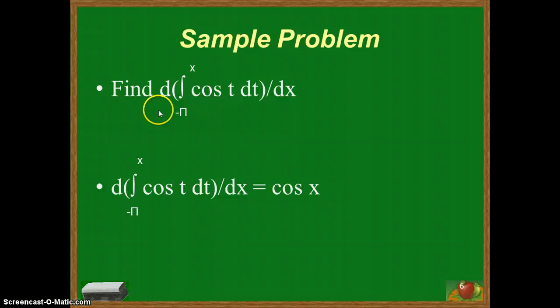Here's a sample problem. Let's say we want to find the derivative of the integral of the cosine of t with respect to t, but we want to find that derivative with respect to x, dx. And our a and b are negative pi and x. According to the fundamental theorem of calculus, this derivative will just be the cosine of x. You just take the f of t and substitute x into it, and it'll be cosine of x.